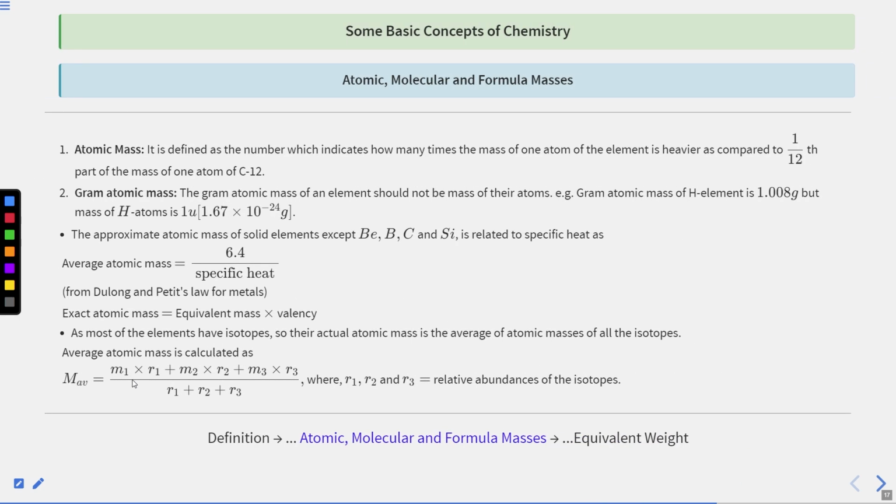Moving on. Atomic, molecular and formula masses. Atomic mass.